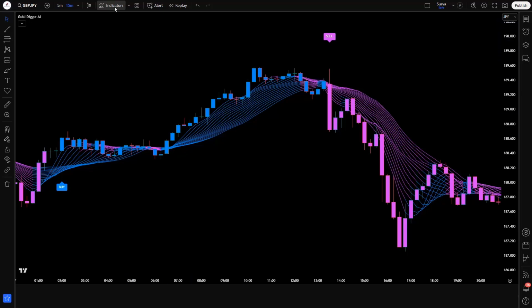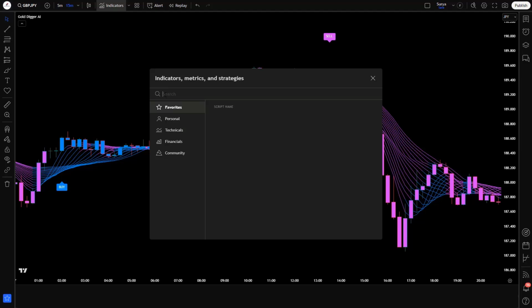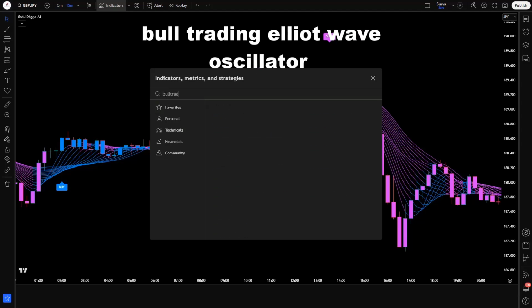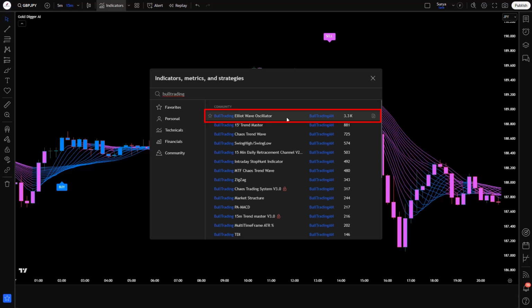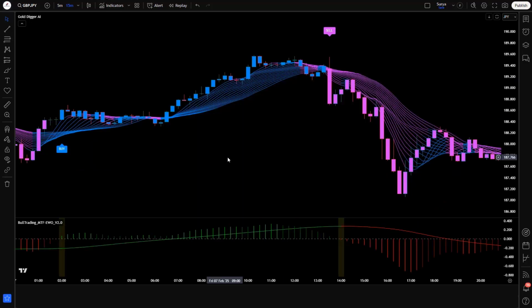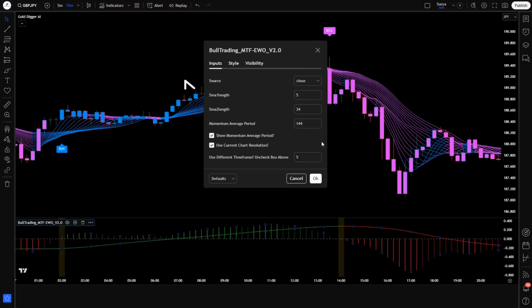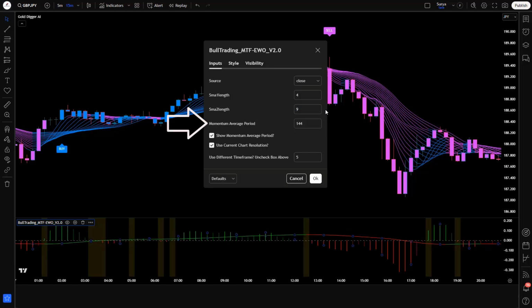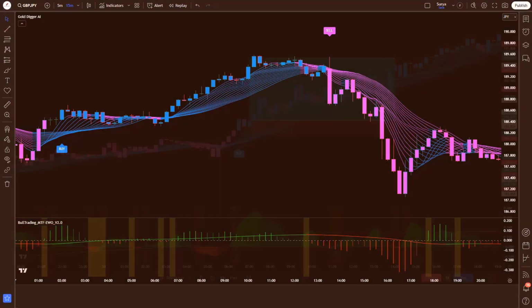Let's add another indicator, so that this strategy is more profitable. Let's click on TradingView Indicator. Search here bull trading Elliott wave oscillator. Add this indicator to the chart. Now click on the settings icon of bull trading Elliott wave oscillator indicator. SMA1 length has to be changed to 4 instead of 5. SMA2 length has to be changed to 9 instead of 34. Momentum average period has to be changed to 145 instead of 144. Now everything is fine. Click OK. Now our setup is ready.